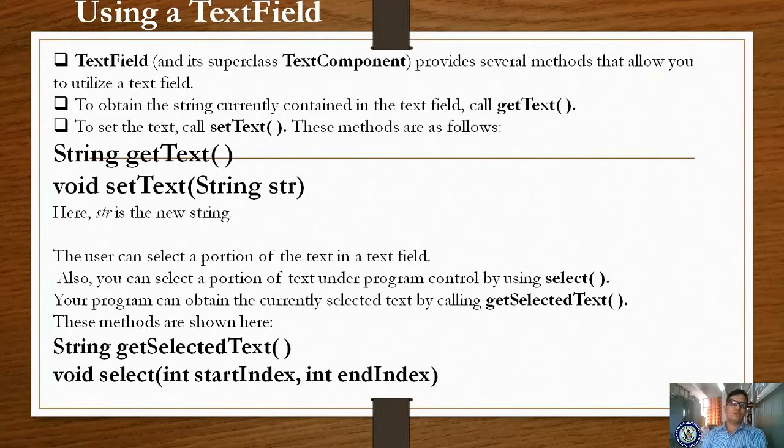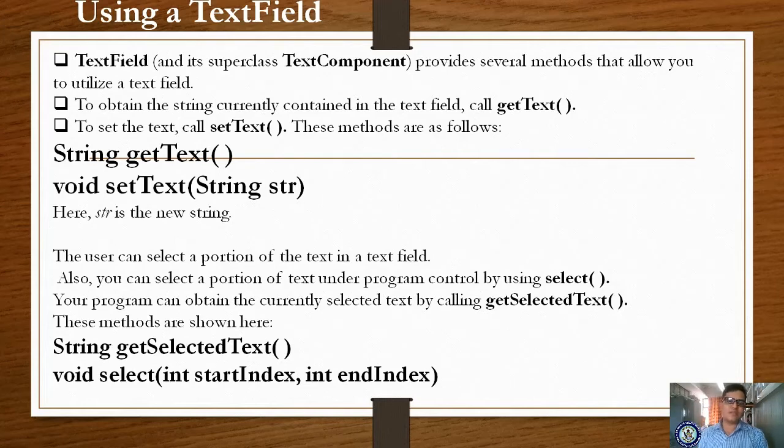To set the text, call the setText method. If you want to assign a value to a text field, then you are supposed to use the setText method. By using setText, you are assigning the value, and by using getText, you are accessing the value. So what is the general syntax? String getText(); void setText(String str). getText means you are accessing the text field content, setText means you are setting the value in that text field. Here str is the new string you are assigning.